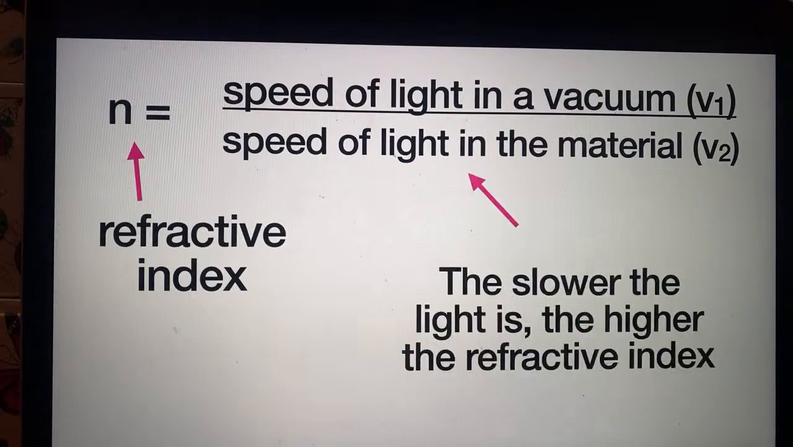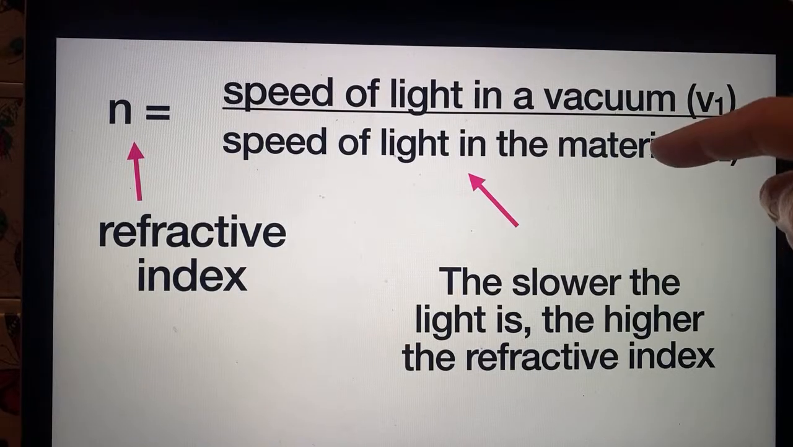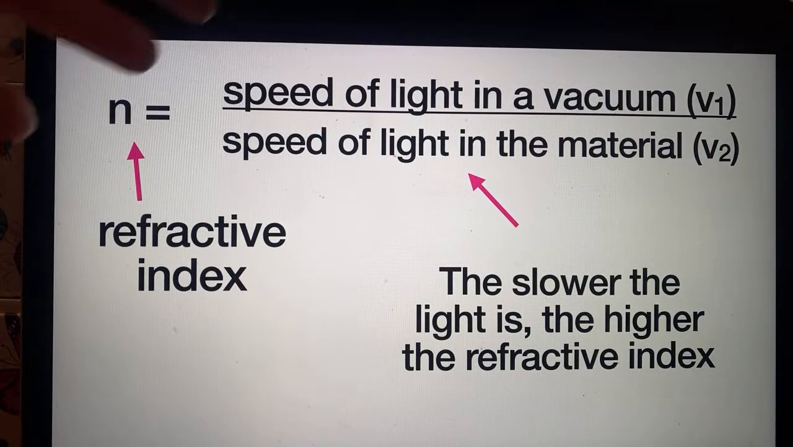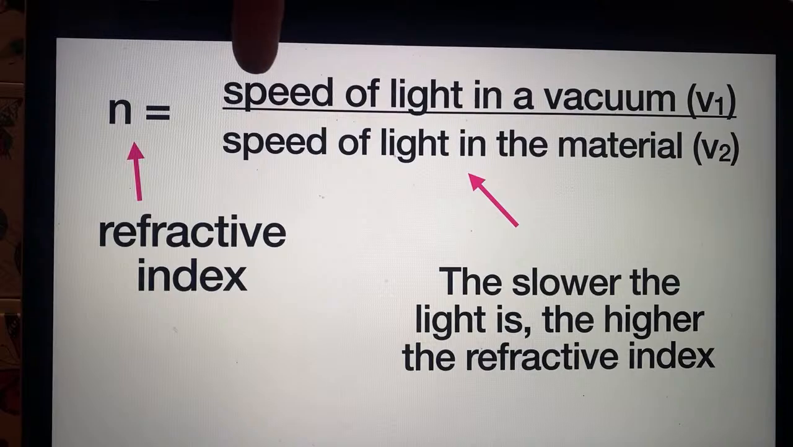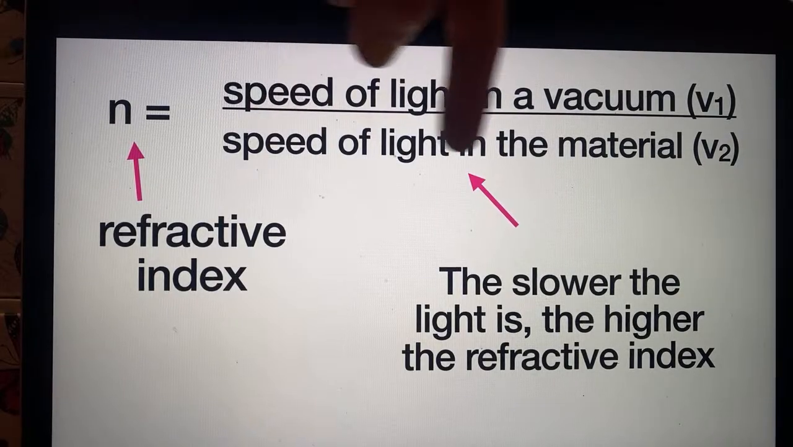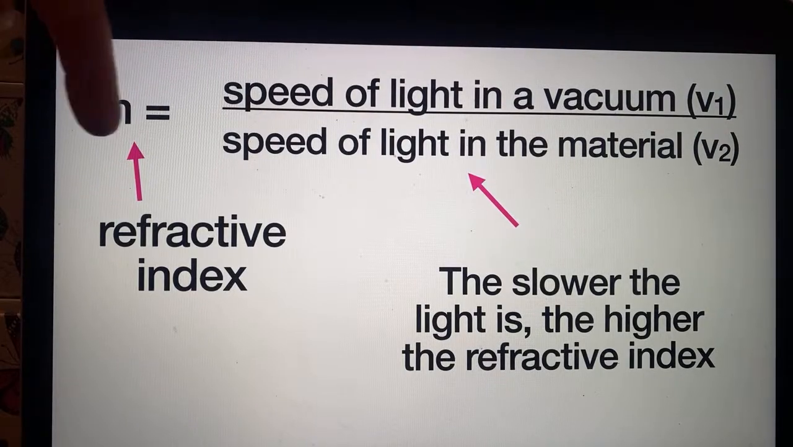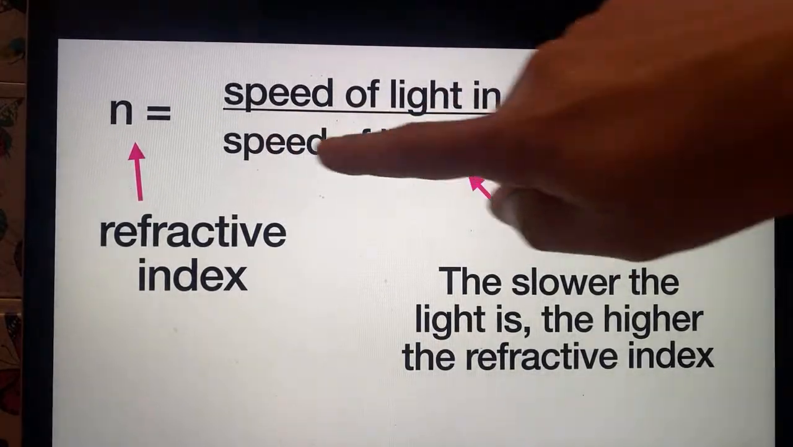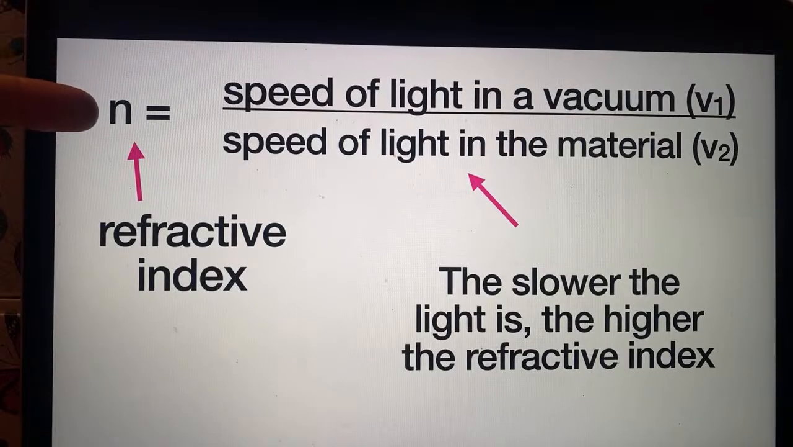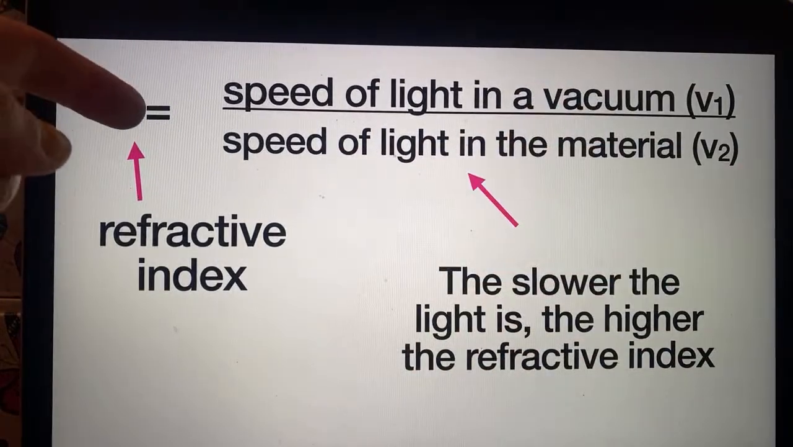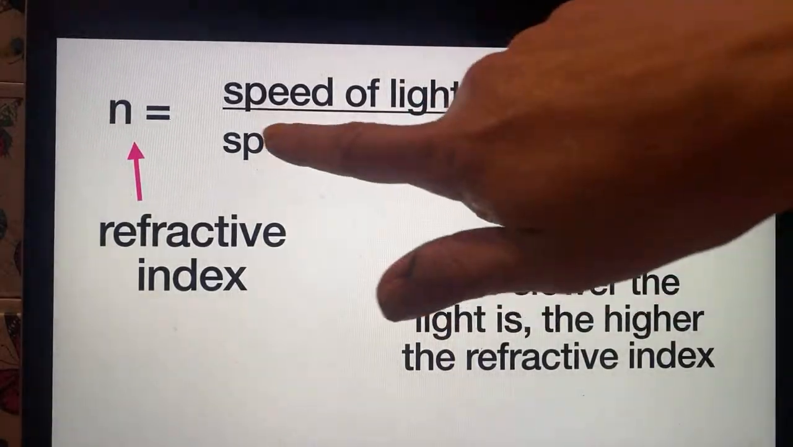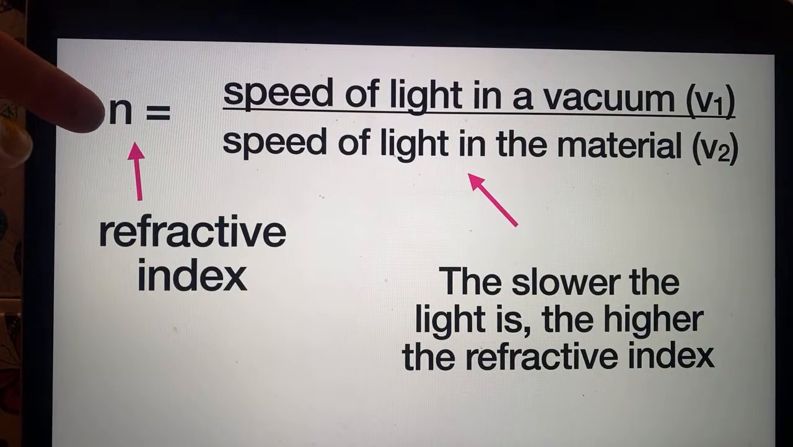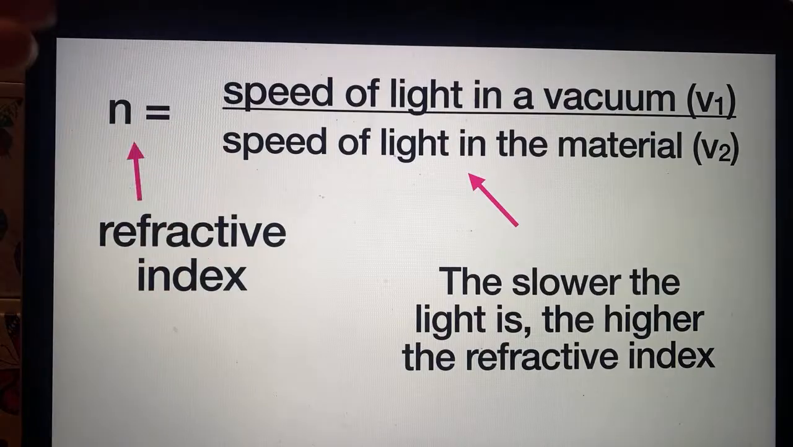So you're looking for a ratio, really. The slower the light is, the higher the refractive index is. Is that okay? This is just a simple dividing thing. Imagine on the top we've got the number of sweets, on the bottom we've got how many people there are, and n is how many sweets each person gets. If there were loads and loads of people, if that number was really high, you would get very few sweets each. And if there were hardly any people, you'd get loads of sweets each. So the slower light is, the more it slows light down, the higher the refractive index.